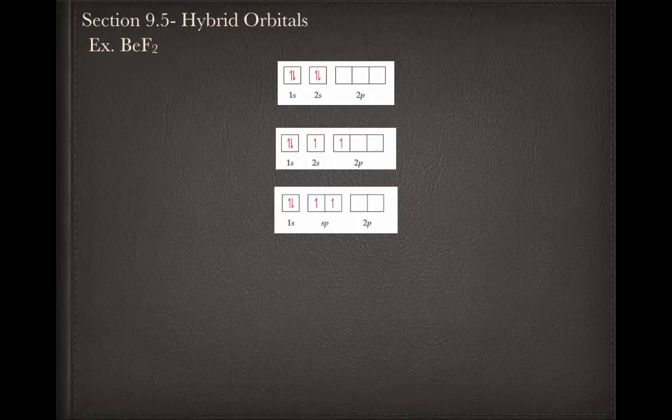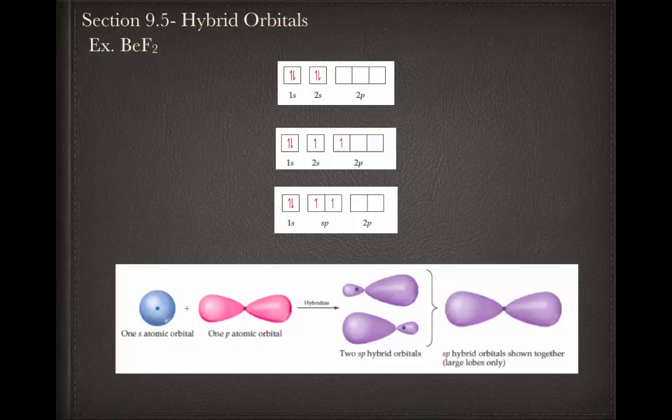So you take the 2s and the 2p orbitals, and you blend them together into an sp orbital. Notice I have two electrons in my sp orbital, and those are going to be shared with fluorine. And the reasoning behind it, again, is that the bonds are identical between each beryllium and fluorine, and therefore we have to blend the atomic orbitals so you don't have two distinct bonds.